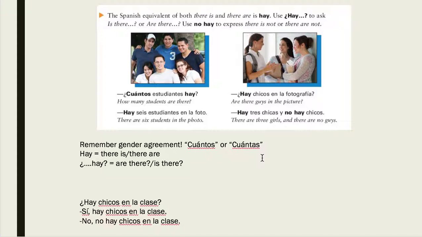Finally, if it's a yes or no question, are there boys in the class? ¿Hay chicos en la clase? All you have to do is add a sí or a no, yes or no, and then restate the question. So sí, hay chicos en la clase, or no, no hay chicos en la clase.